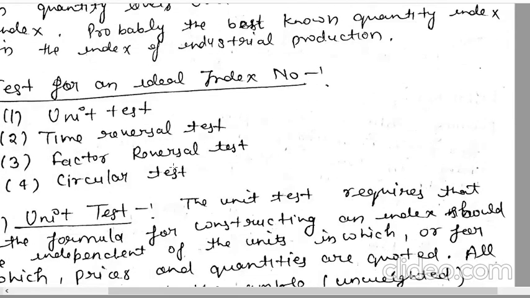Now another thing is test for an ideal index number, right? So there are four methods: factor reversal test, unit test, time reversal test, circular test. Means factor reversal test, 2 marks question can come in your exam, write unit test, write time reversal test, write a short note on time reversal test. So just see that test for an ideal index number. So there are four methods here. First one, unit test; second one, time reversal test; third, factor reversal test; and fourth, circular test. Right?